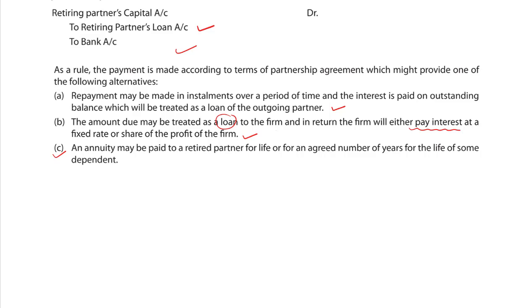Third, an annuity may be paid to the retired partner for life, for an agreed number of years, or for the lifespan of some dependent. Out of the given three alternatives, any one alternative is to be followed.